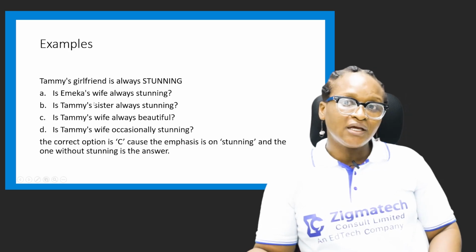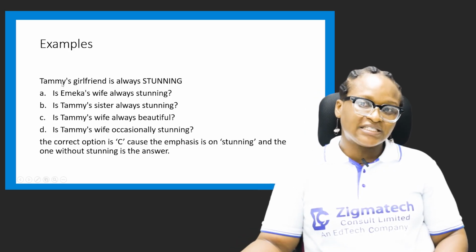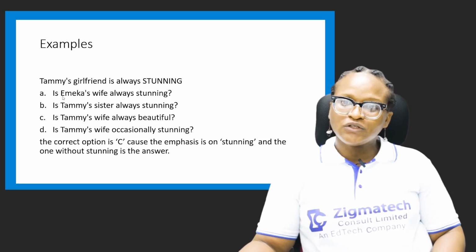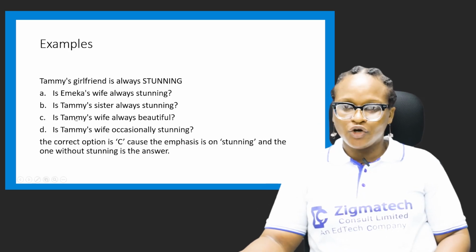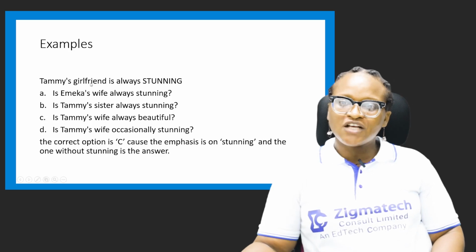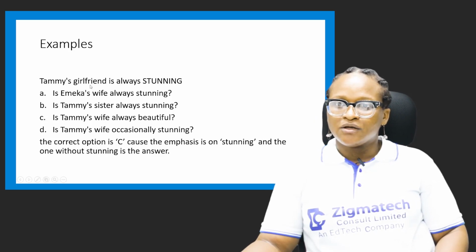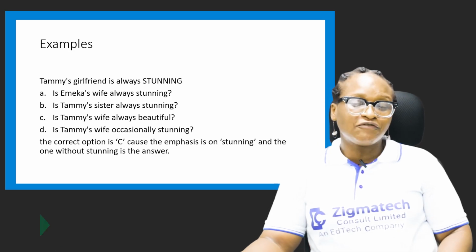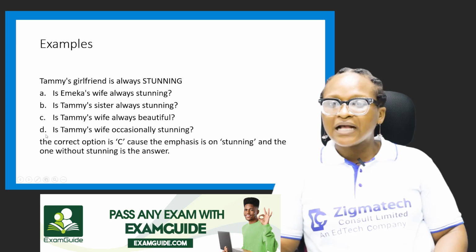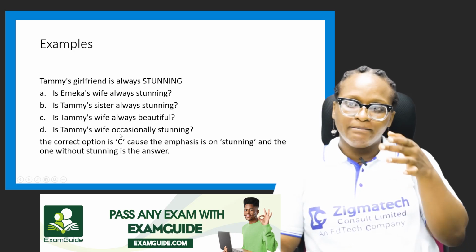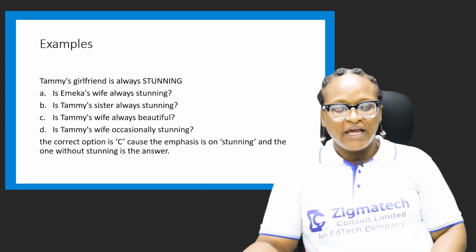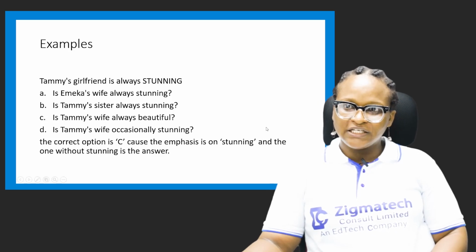Now, if it were to be that the emphasized word is Tammy's, you will agree with me that the answer will be option A, because all other options have Tammy's, but option A has Emeka's. Now, if we see that the emphasized word is always, you will agree with me that the answer will be option D. Why? Because always appeared in all other options except option D.